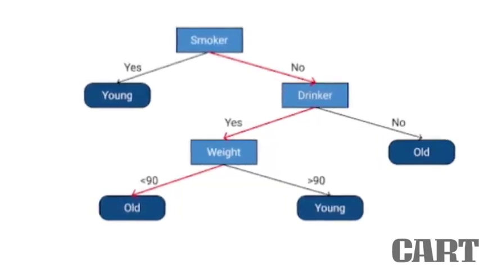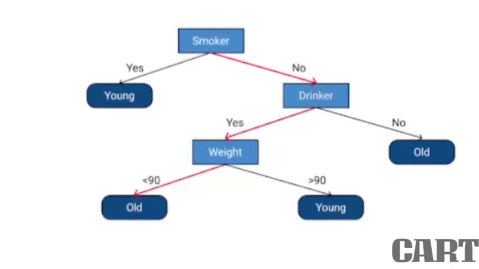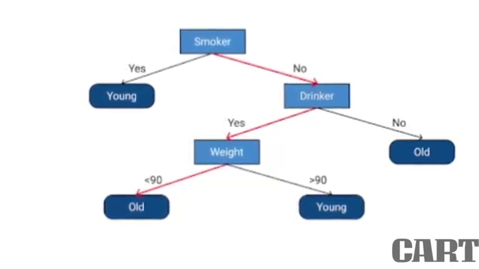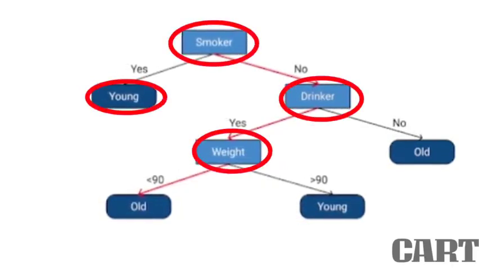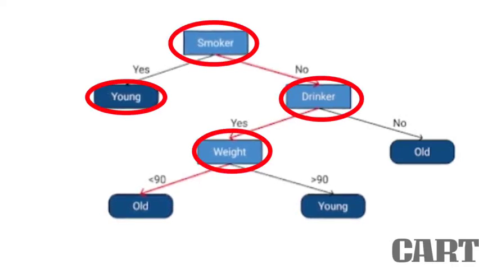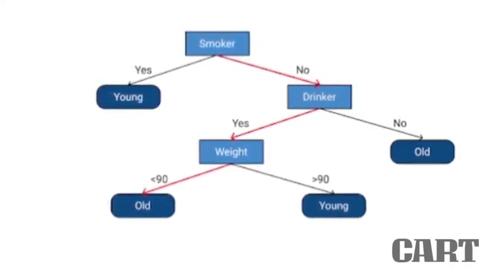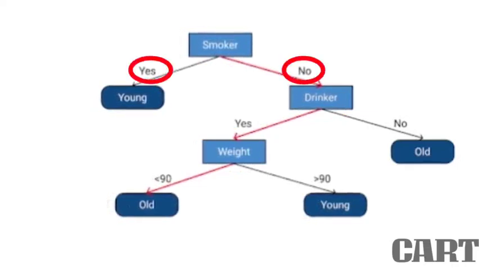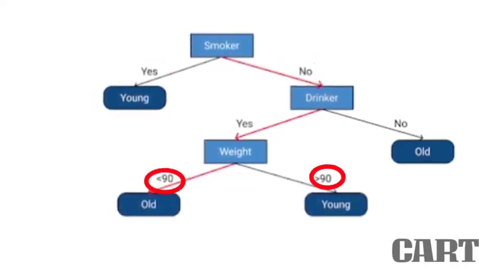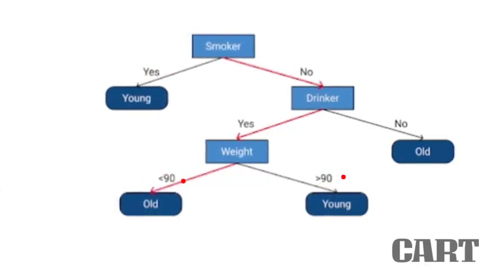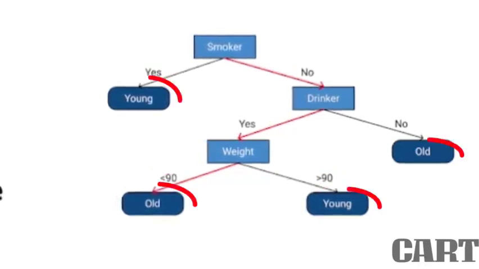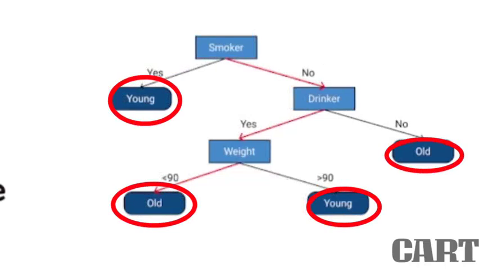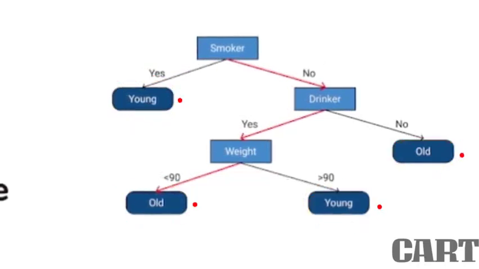It is a tree structured classifier where internal nodes represent the features of the data set. Here you can see smoker, drinker, weight are the features of the data set, and branches represent the decision rules. You can see the decision rules are like yes, no, or greater than or lesser than, and each leaf node represents the outcome. The dark blue nodes represent the outcomes.